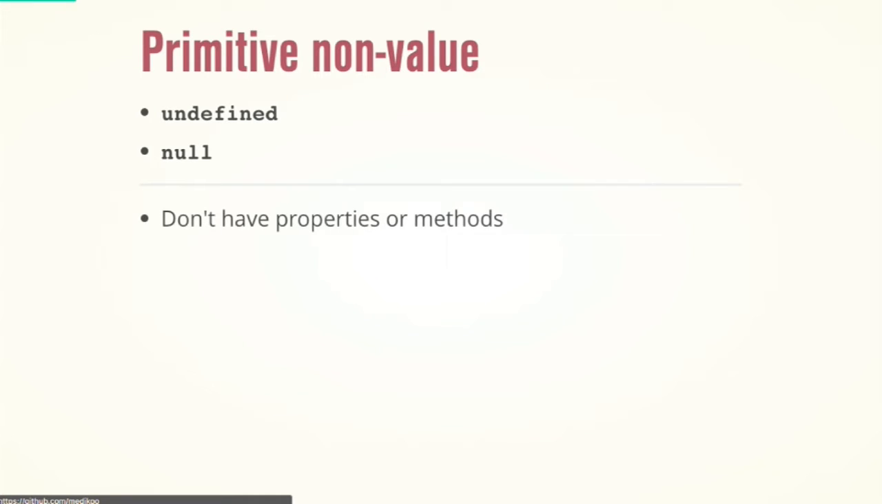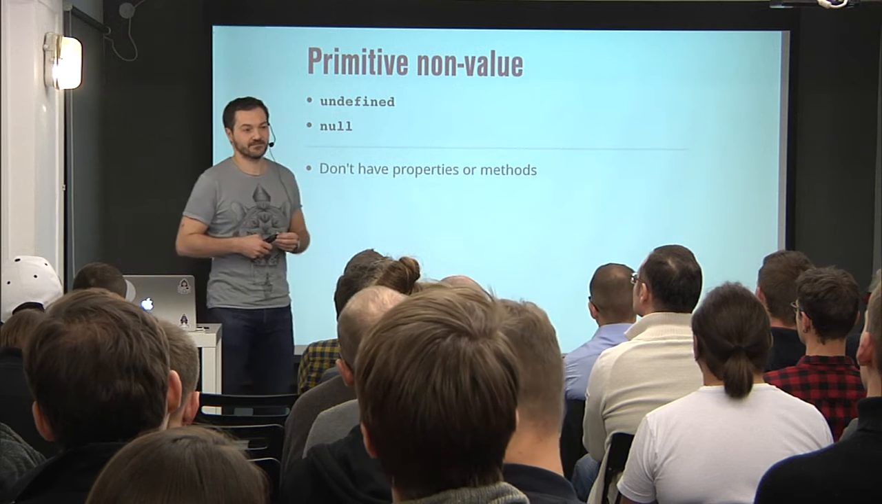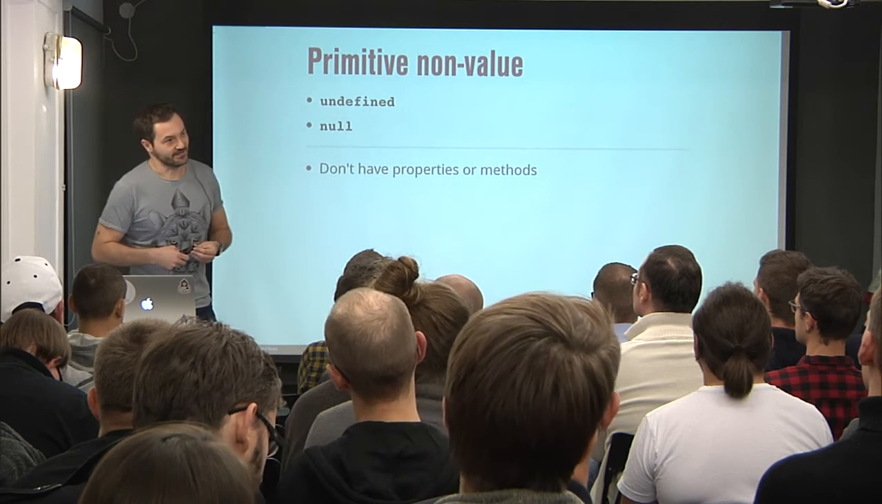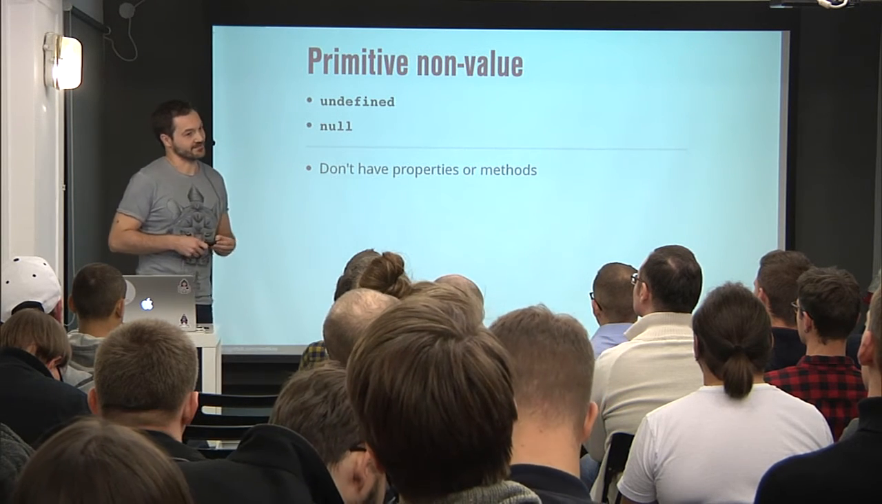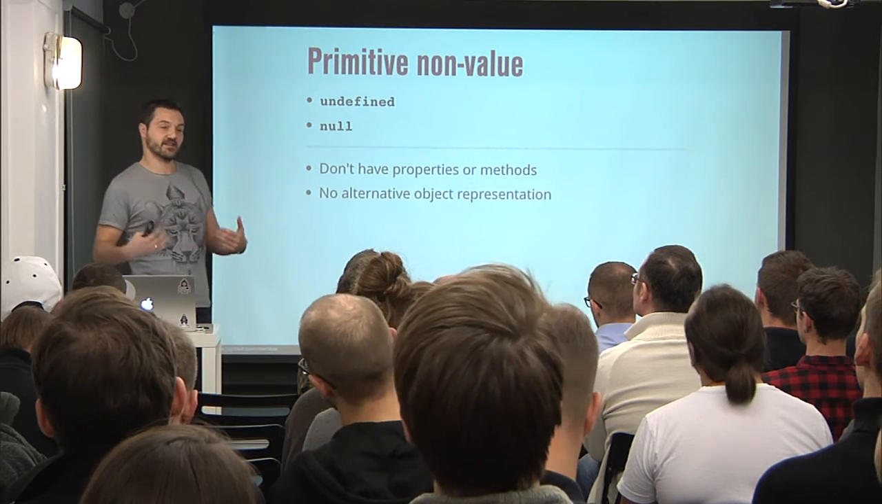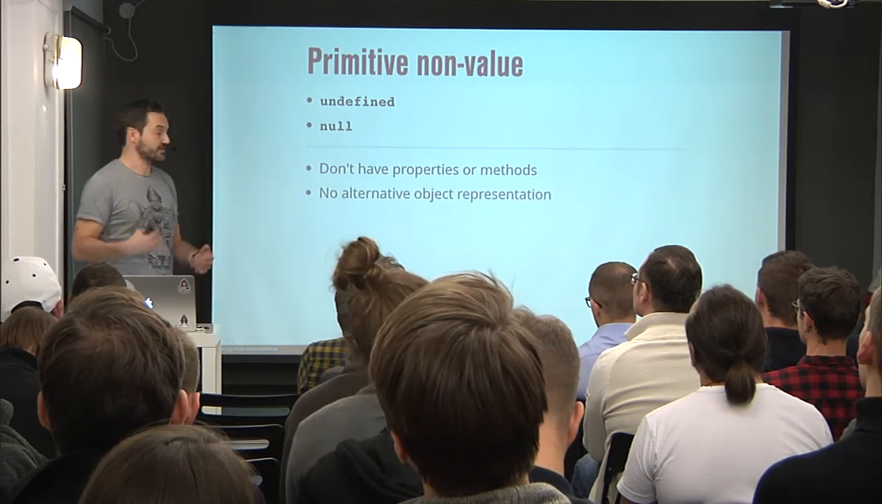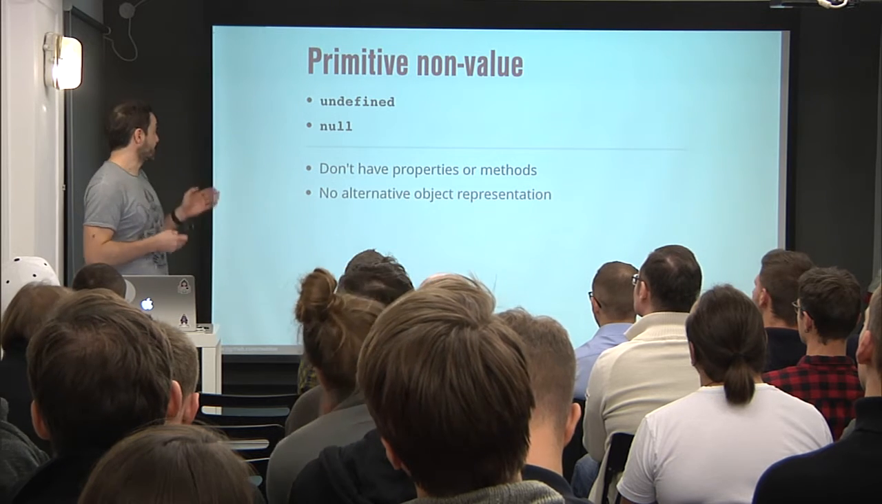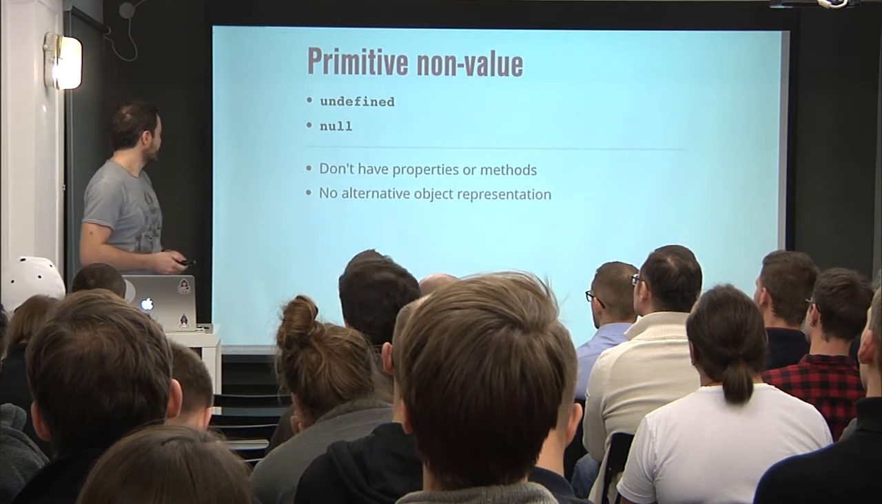They don't have any properties or methods for sure. And the other thing that makes them distinct from the other primitives is what? What do you think? I think the best way to put it is that they don't have any alternative object representation. Any other primitives have this. Null and undefined don't have this.